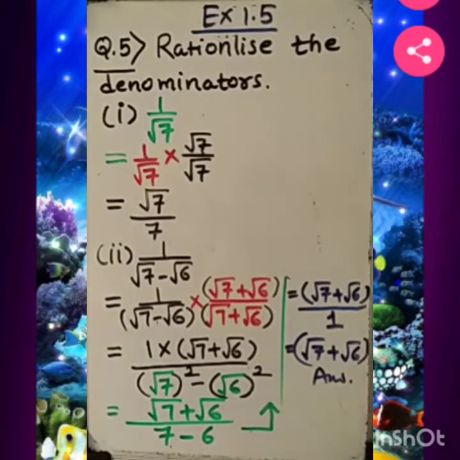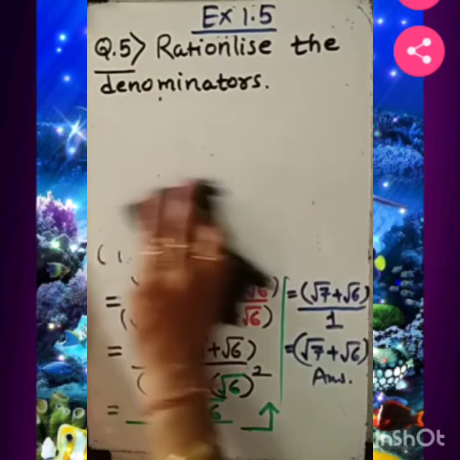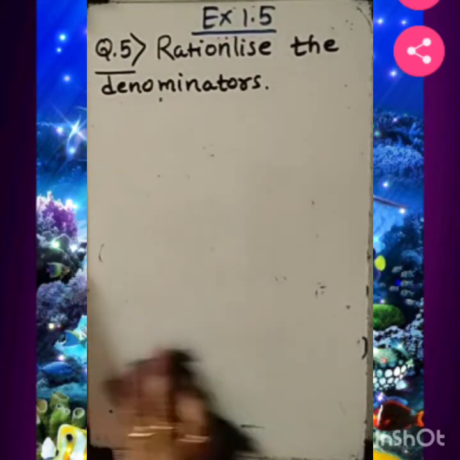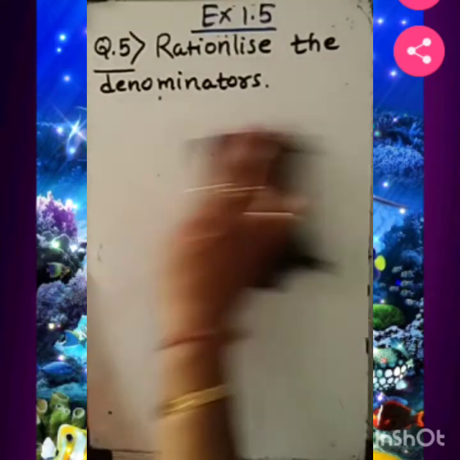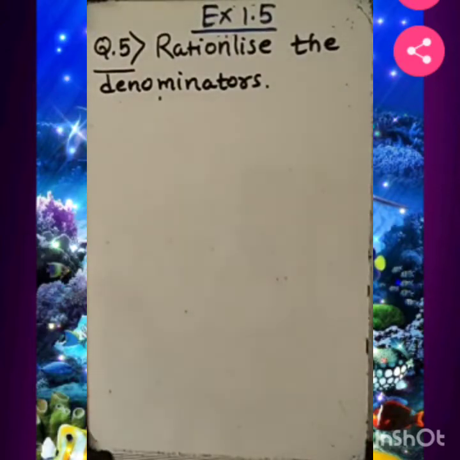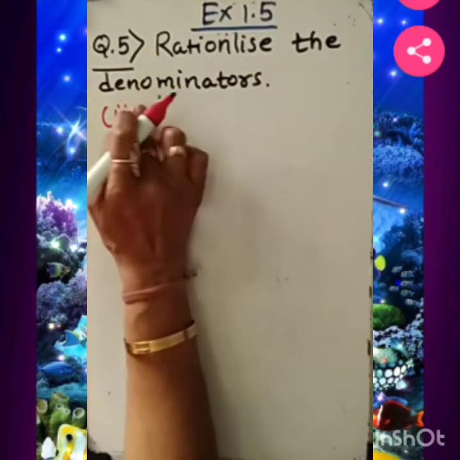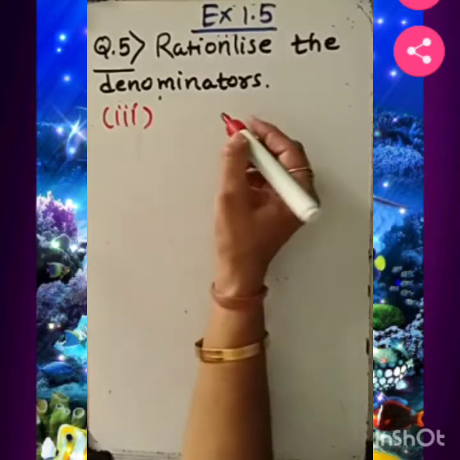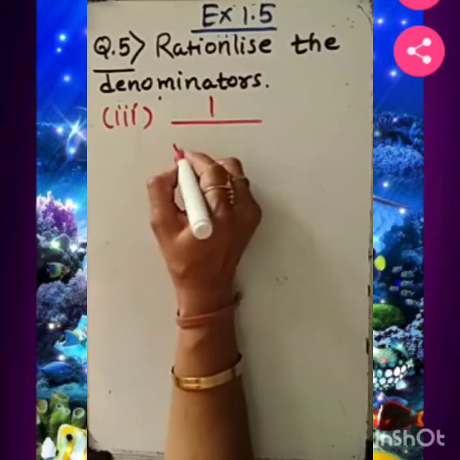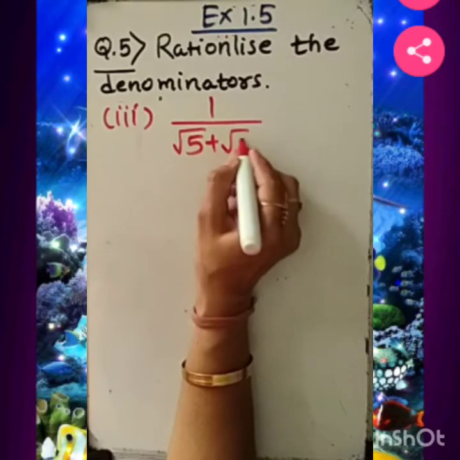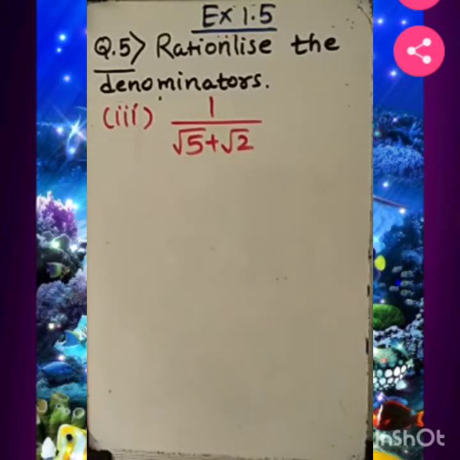Okay, now let's see what we are given in third number. Let's try to solve the third number. The question says we are given 1 upon root 5 plus root 2. Let's note down the third question: 1 upon under root 5 plus under root 2. This we are given. Now how to rationalize it, let's go with that.